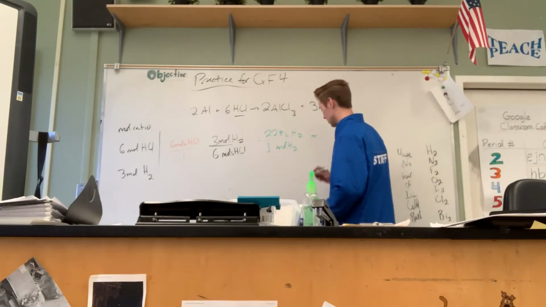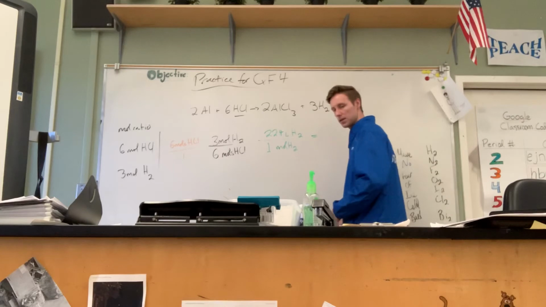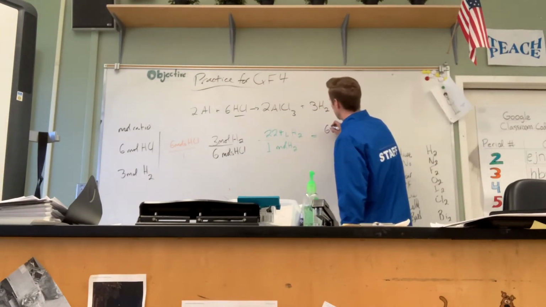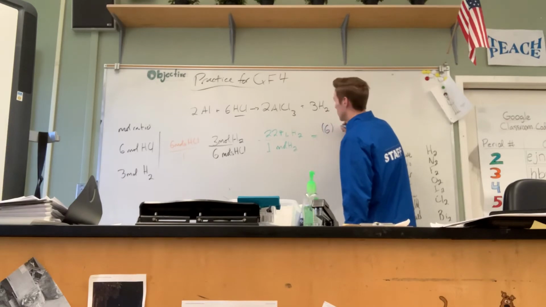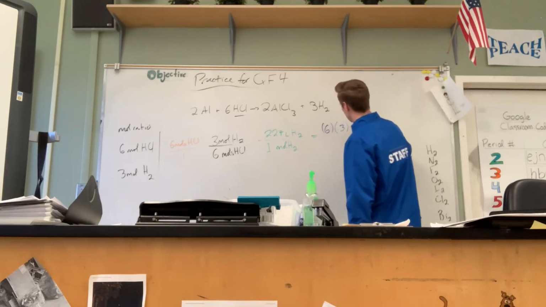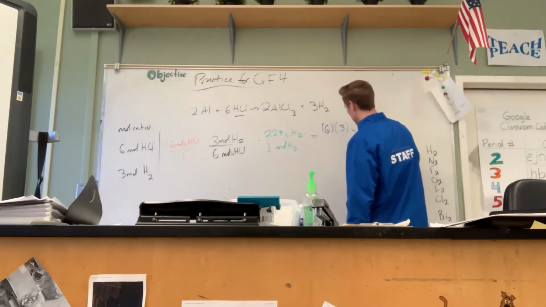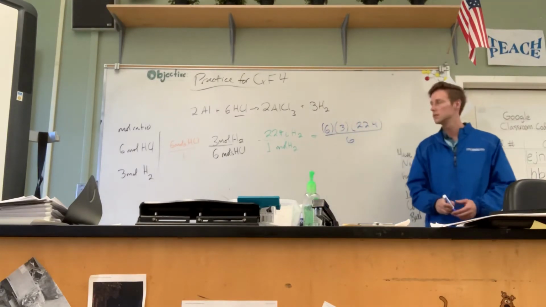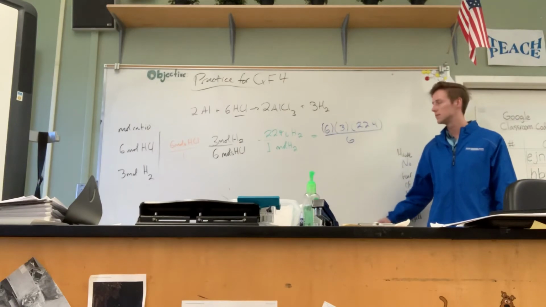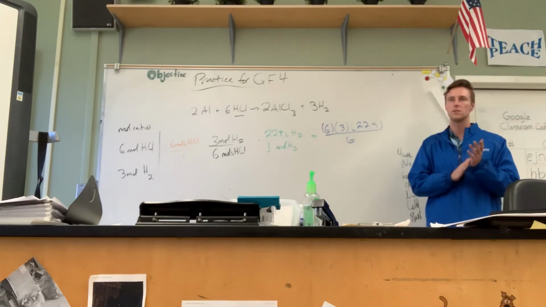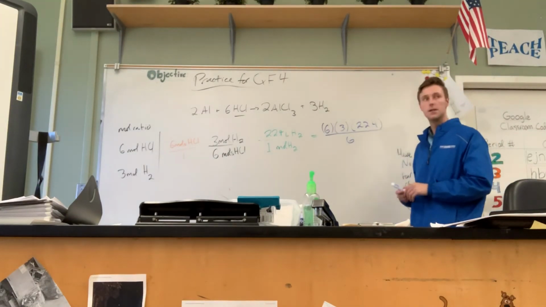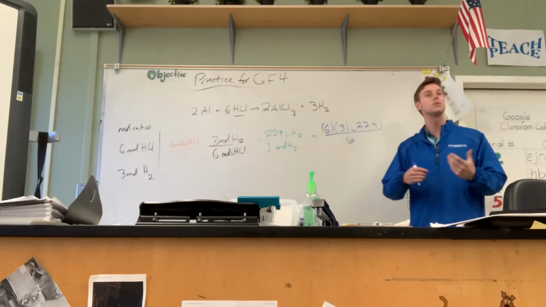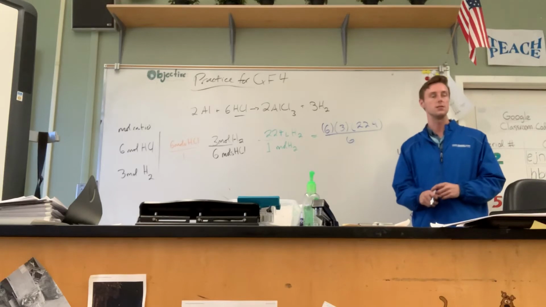Our final answer is going to be, let me get that blue again, 6 times 3 times 22.4 divided by 6. That's going to be your final answer. And for that one, we don't have to go with the calculator? This one, yeah, you'd have to go with the calculator. For all your stoichiometry problems on the test, you're going to need to use a calculator.